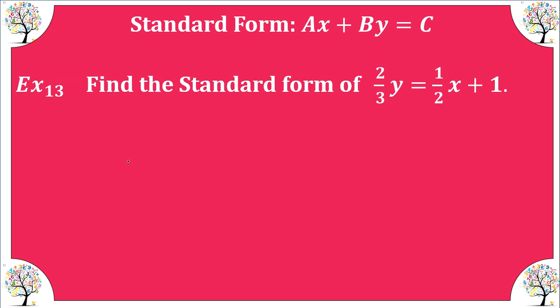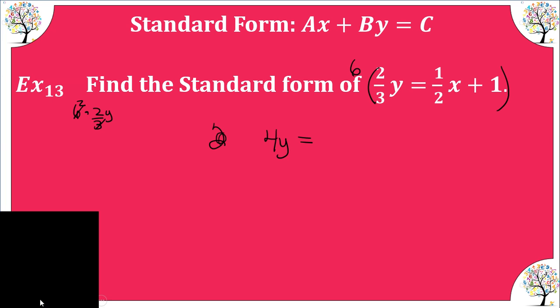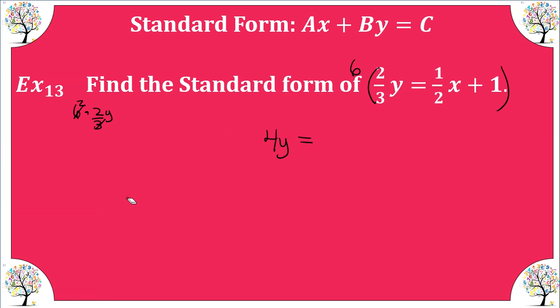Here's another example. Let's get rid of our fractions. We're going to multiply the entire equation by 6. 3 and 2 can both divide into 6. So when I have 6 times 2/3 y, this is going to give me 3 goes into 6 2 times, and 2 times 2y is 4y equals, let's erase this, not make it messy.